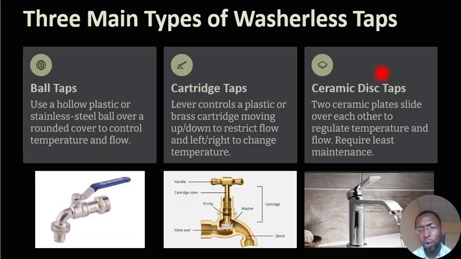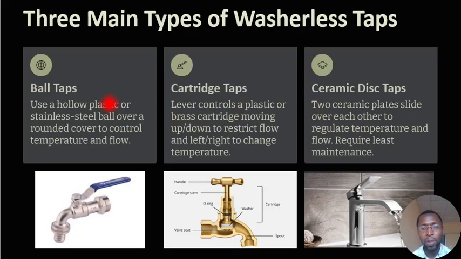And the third one is called the ceramic disc tap. This type of tap is made up of two ceramic plates that slide over each other to regulate temperature and flow of water. As you can see here, two ceramic plates are allowed to slide over each other. When they slide completely over each other, then the water completely stops flowing. But when you release gradually the sliding, when you take it up, okay, the water begins to flow.